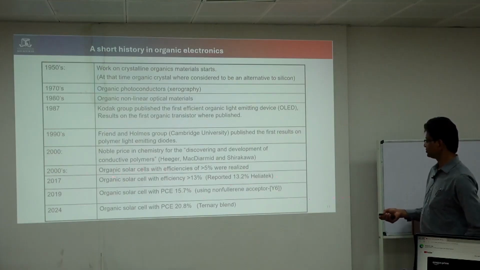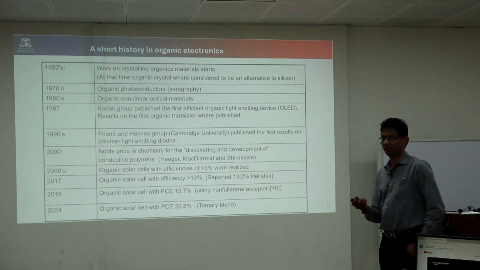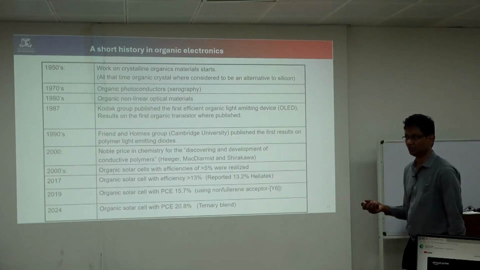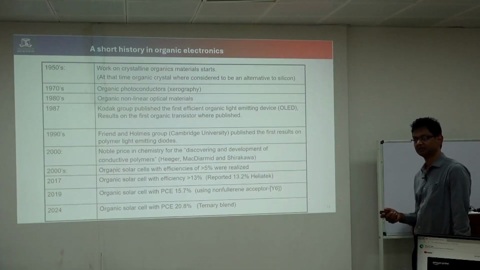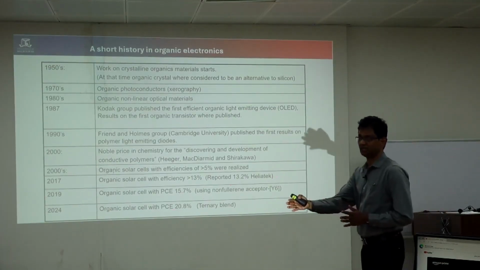And after that, the organic solar cell efficiency was 1.5%. After 15 years, in 2017, they reported 13%, and 5 years later 15%. Now the efficiency keeps on increasing. It has reached up to 20.8%. If you see, a polycrystalline silicon cell is around 21, 22%. A single crystal solar cell is around 26%. So the performance is now close to silicon.